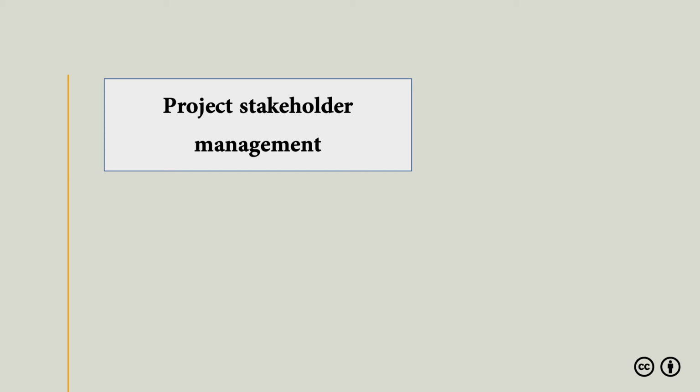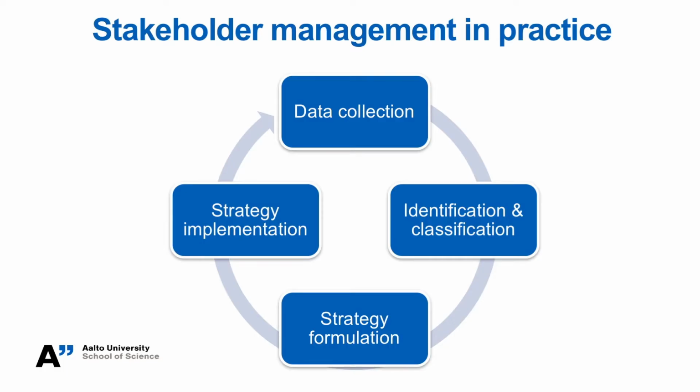Now that we are familiar with the basic definitions for stakeholders and stakeholder management, we still need to understand how to employ stakeholder management in practice. Well, regardless of modern or traditional project thinking, the practice of stakeholder management is rather similar. In brief, the practical stakeholder management process includes 4 phases that are iterative in nature.